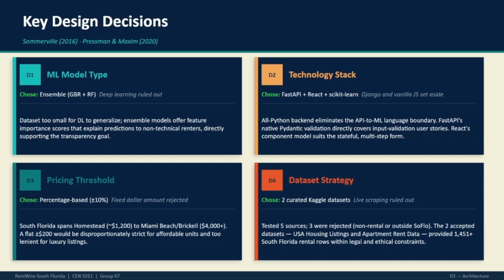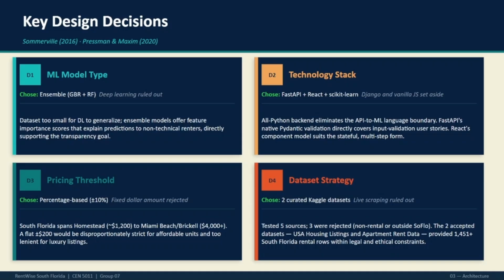For the first key design decision, we have deciding on the machine learning model type. Eventually we chose an ensemble of gradient boosting and random forest over deep learning and linear regression. I will go into more detail on what gradient boosting and random forest are in later slides. Deep learning was ruled out since our dataset was pretty small. It had roughly 2,800 rows, which generally is too small for deep learning to generalize well.